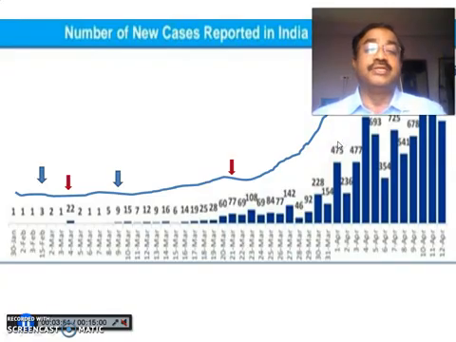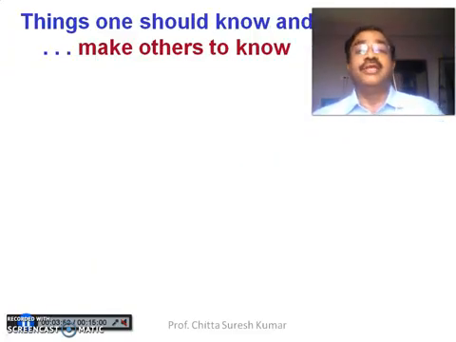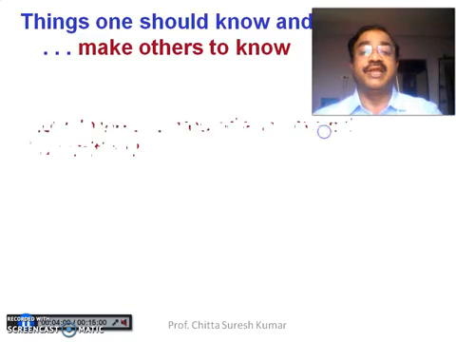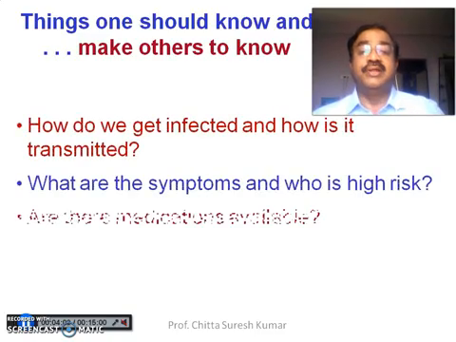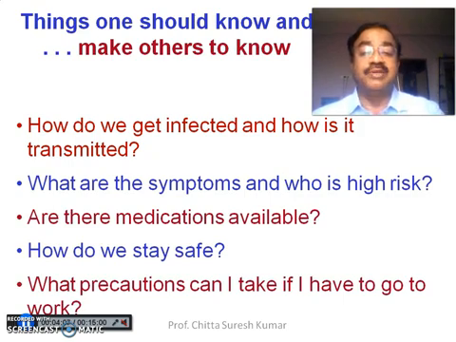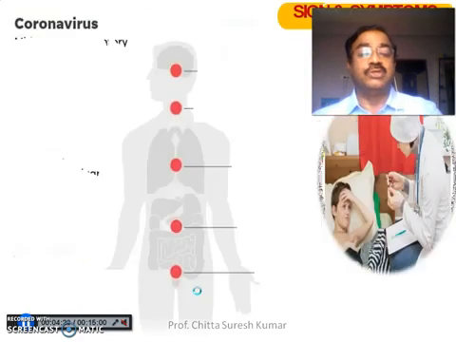If you look at the things you should know, and what you should make others know, that is the very important thing where I want to concentrate. The important questions are: how do we get infected and how is it transmitted, what are the symptoms, who is at high risk, are the available medicines okay, how do we stay safe, and very importantly, what precautions should I take if I am allowed to go to work outside the house.